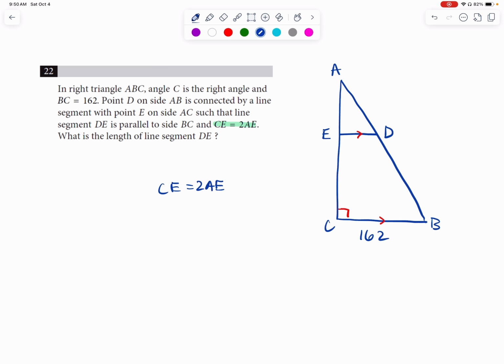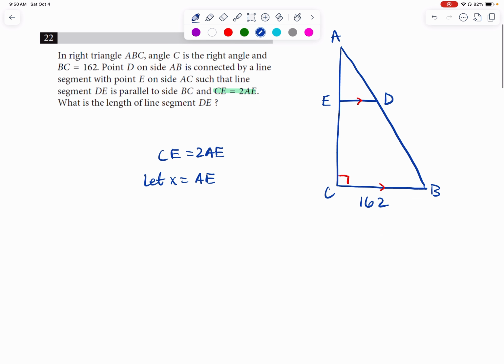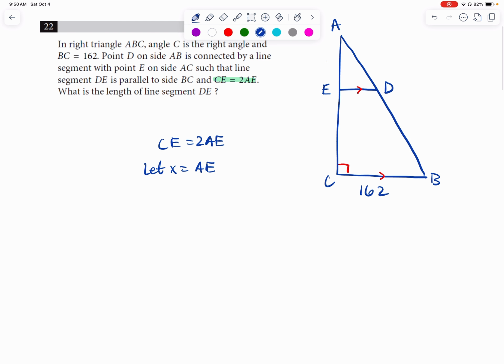So let's say X is equal to AE. You can use anything that you want to. I'm going to use X. And then if X is what AE is equal to, here, I'll even put that on the picture, X, then how big is CE? Well, it's supposed to be 2 times what we said AE was. So that means that 2x is going to be equal to CE. So we'll just put that right there. Okay.